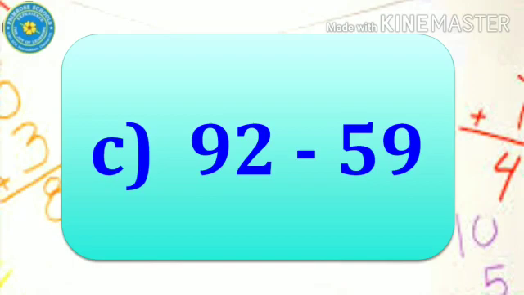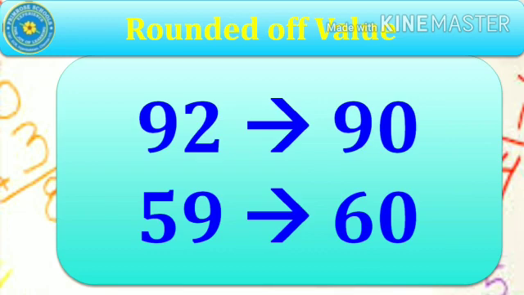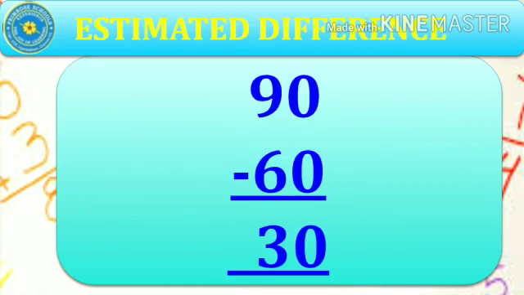Next, let us do part C, 92 minus 59. First, what do we need to do? We need to round off 92 and 59, which is 90 and 60. Correct? Then we need to do the subtraction. 90 minus 60, which is 30. That is the estimated difference. If you say 90 and 60, they are multiples of 10. So they are called friendly numbers. And the answer that you get, which is 30, is also a friendly number.